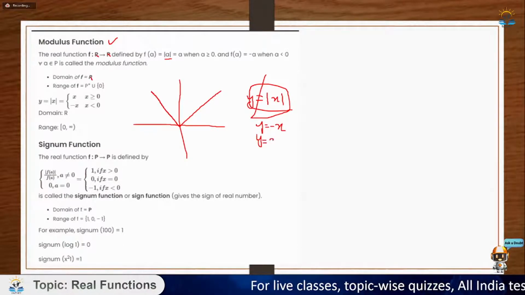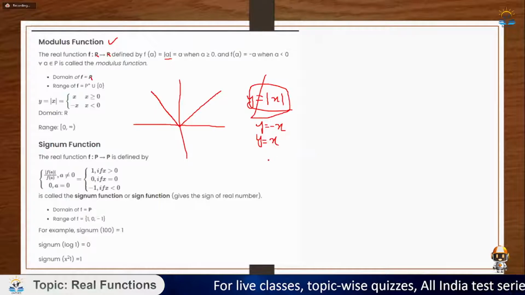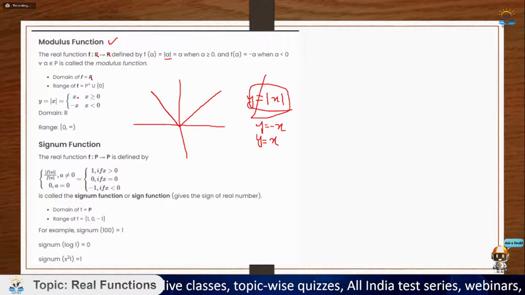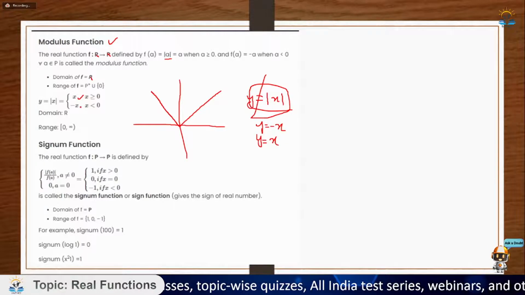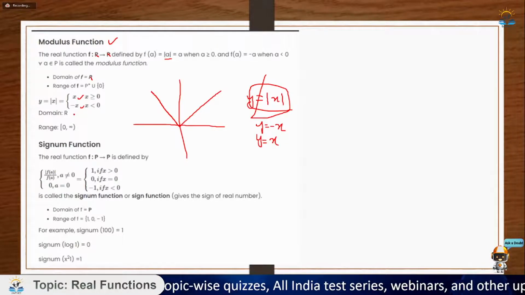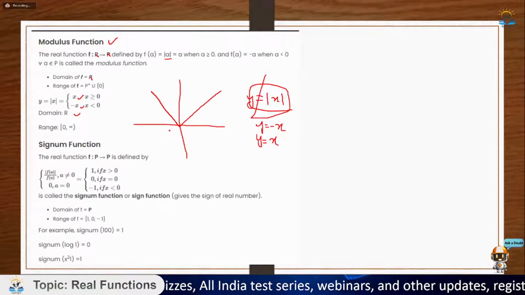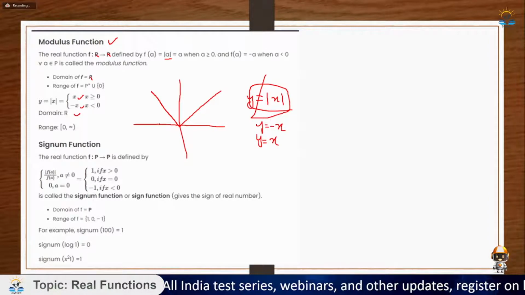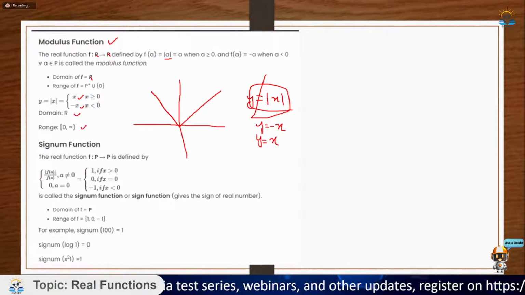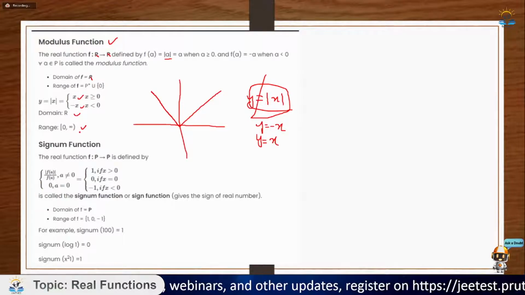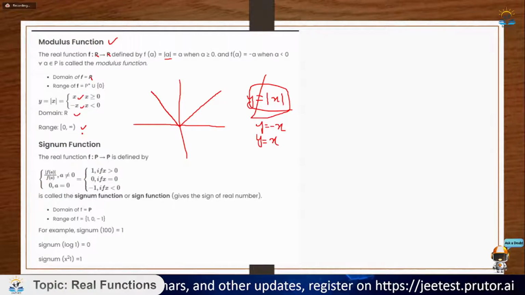So this is the basic mathematics behind the modulus function. If x is greater than or equal to 0, then y is equal to x, otherwise it is equal to minus x. The domain is the whole real line and the range is from 0 to infinity. Why? Because the modulus function never goes below 0. So your range is from 0 to infinity, where 0 is included. When x is equal to 0, then y is equal to 0.